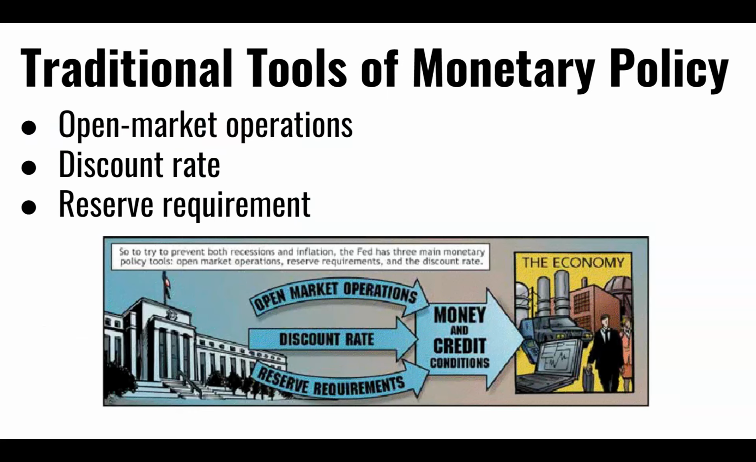For right now, let's look at what those traditional tools of monetary policy were. One is open market operations, which we're going to talk about in just a moment, as well as changing the discount rate and the reserve requirement. And we'll get into more detail about each one of those in just a minute.